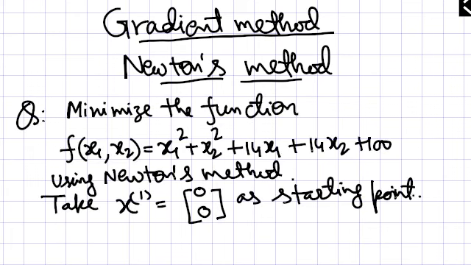Here you can see the problem: minimize the function x1 square plus x2 square, a function of two variables x1 and x2, plus 14x1 plus 14x2 plus 100. Then you have to use Newton's method to minimize this function, and the starting point you will take is 0 0. From this point you will start and go for the minimum. So let's see how to do it.